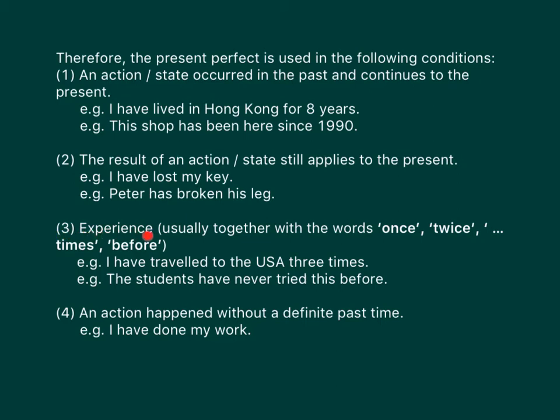Number 3 is an experience, usually together with the words once, twice, or how many times, and before. For example, I've traveled to the United States 3 times. The students have never tried this before. Fourth condition, an action happened without the definite past time. For example, I've done my work. It doesn't say exactly when I did my work.